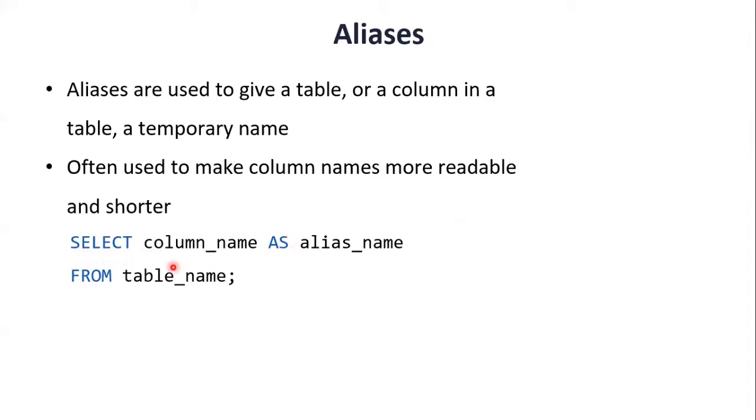We write select column name, so the usual select query. And this is the part where we define an alias. We say select column as alias name. So here we have to provide a different name, or alias, that we are going to identify this column as, followed by the from table name.